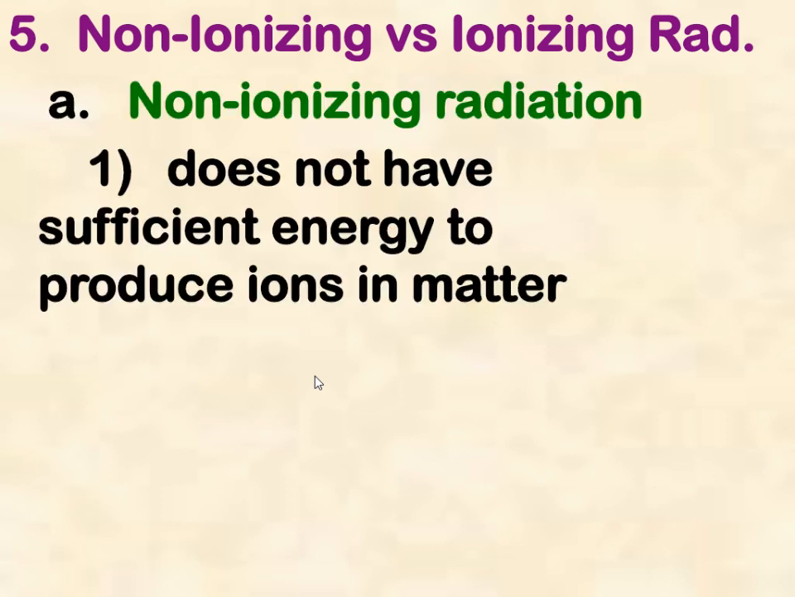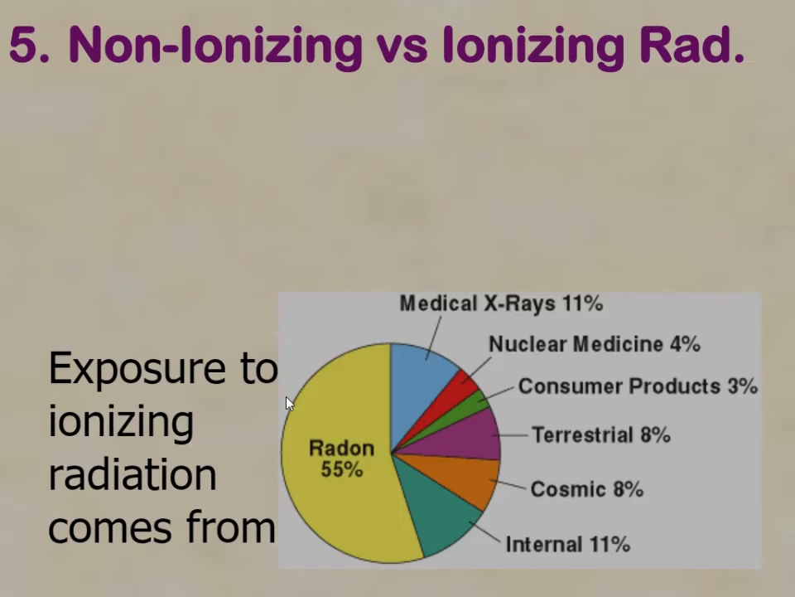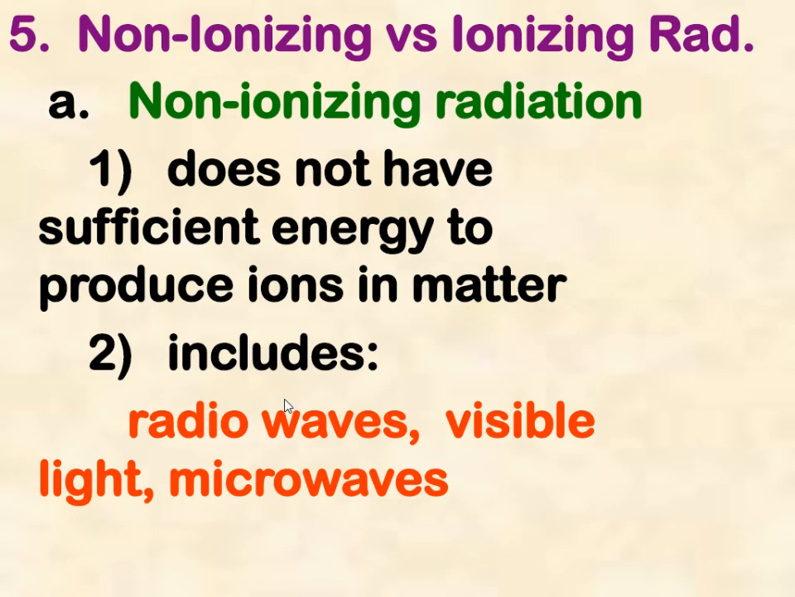Non-ionizing radiation is different than ionizing radiation. Non-ionizing radiation does not have sufficient energy to produce ions, and these are your microwaves, radio waves, and the visible light you see. These are all types of radiation. They just don't produce ions.